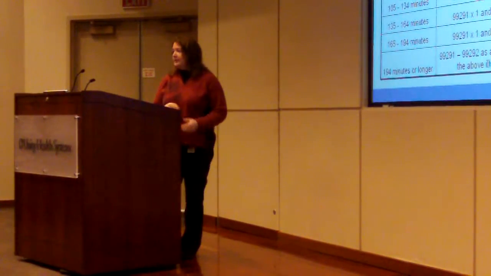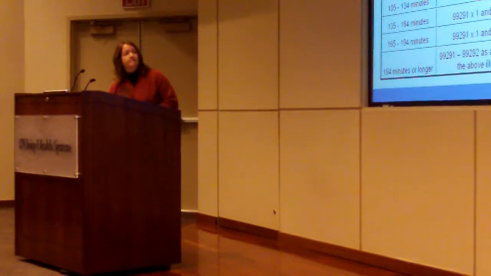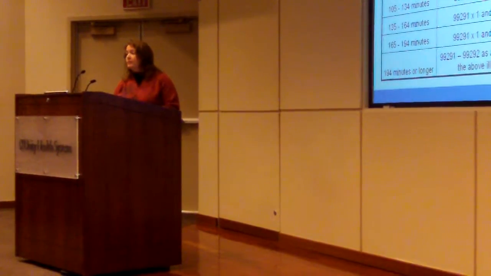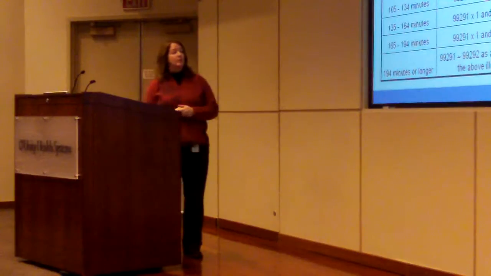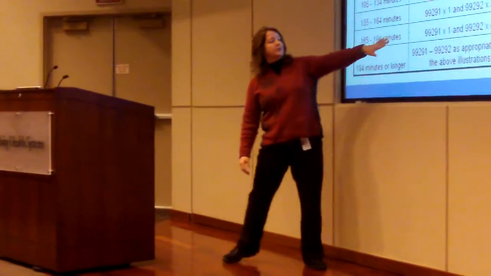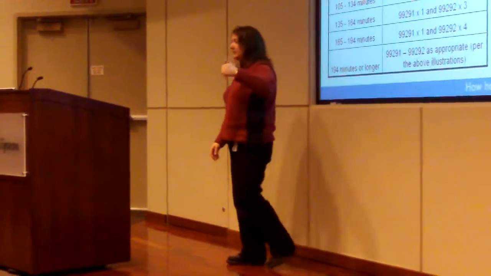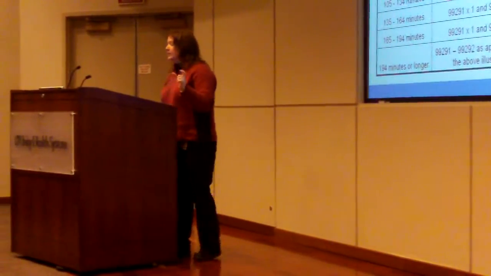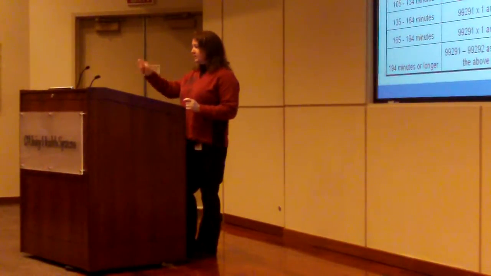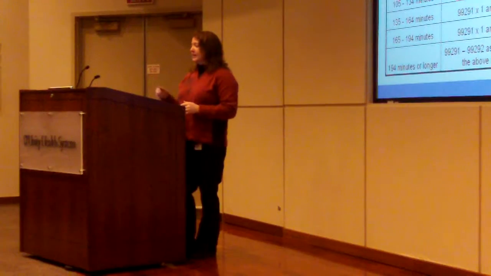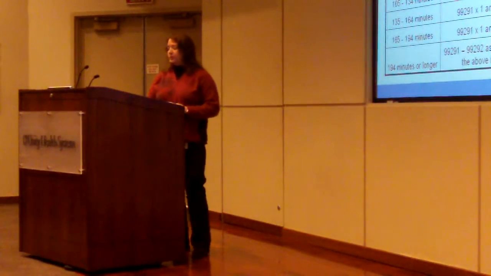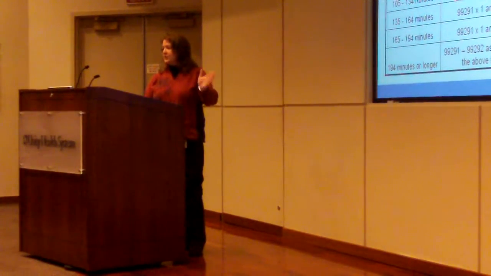So that first one up here, 99291, is that 4.5 per half hour? It's 4.5 each time the code is listed, so that's going to be your first 30 minutes. And then 99292, that 2.25 will be each additional 30 minutes that we multiply that code out. So the front loaded is 4.5 and then each additional.